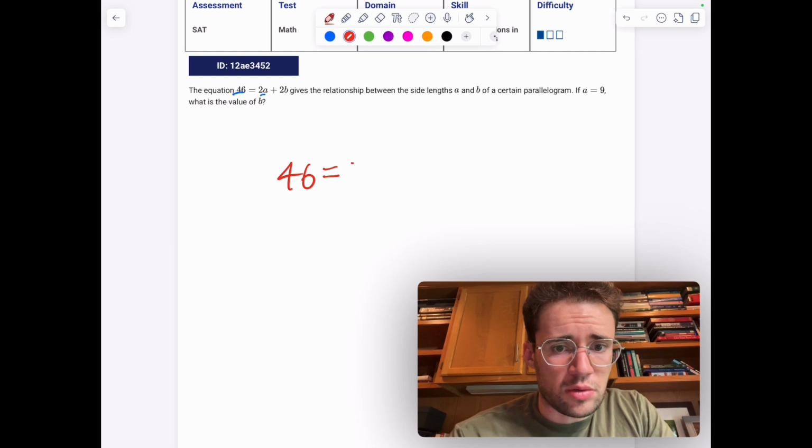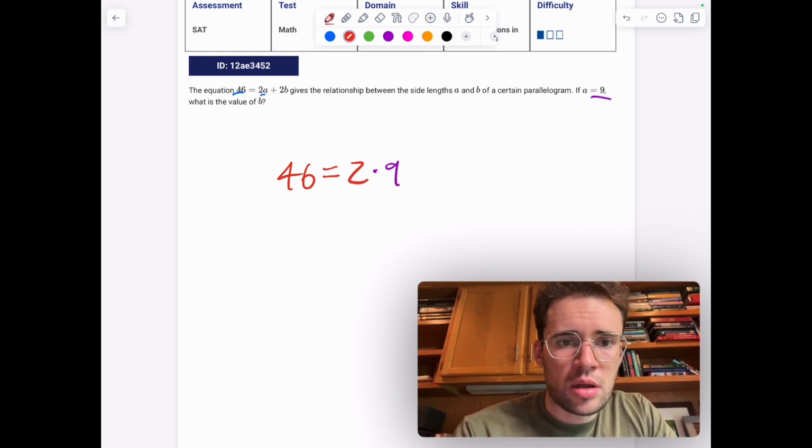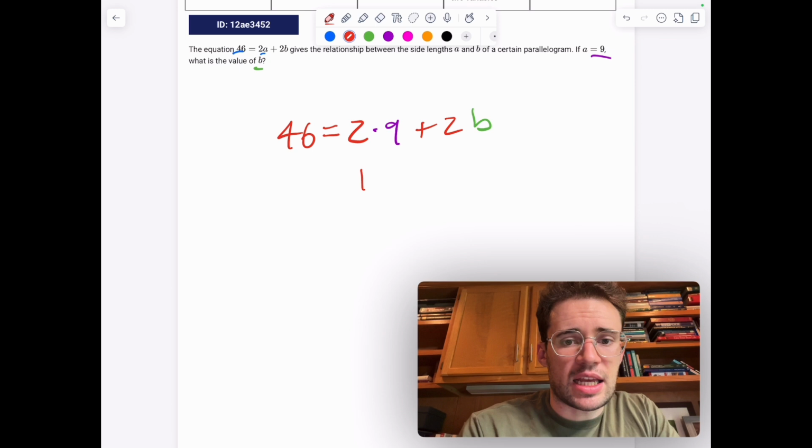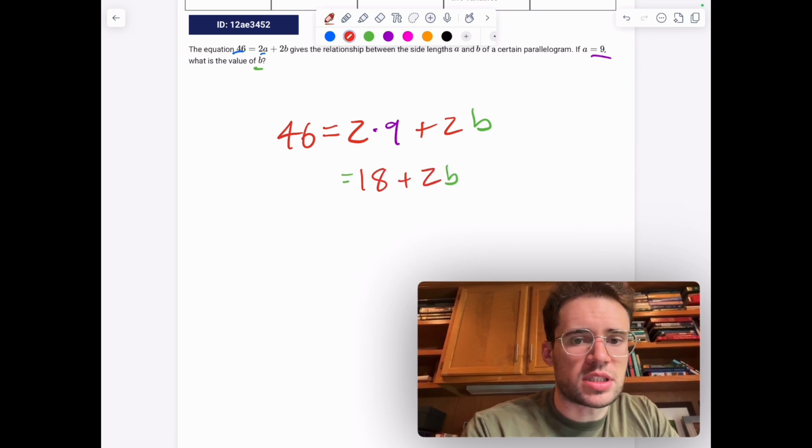So 46 equals 2 times, they give you a is 9, so 2 times 9 plus 2 times b. And again, b is what we're solving for. So 2 times 9 is 18. 18 plus 2b is going to equal 46.